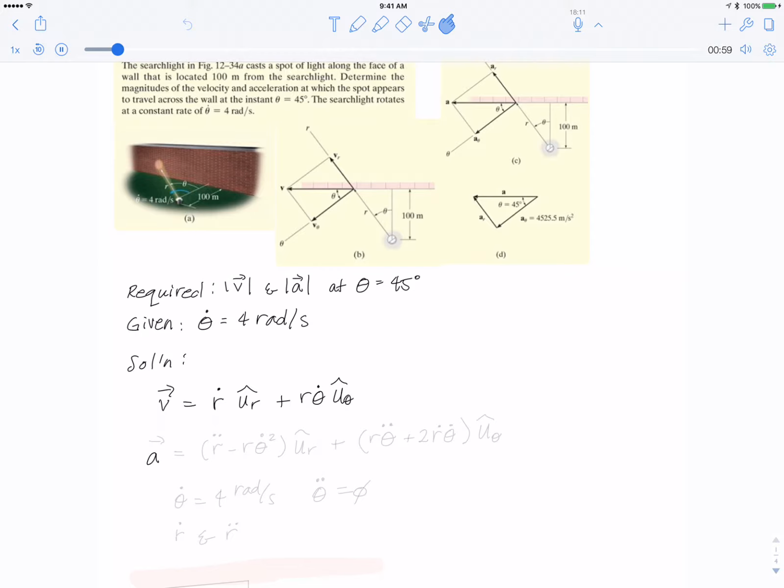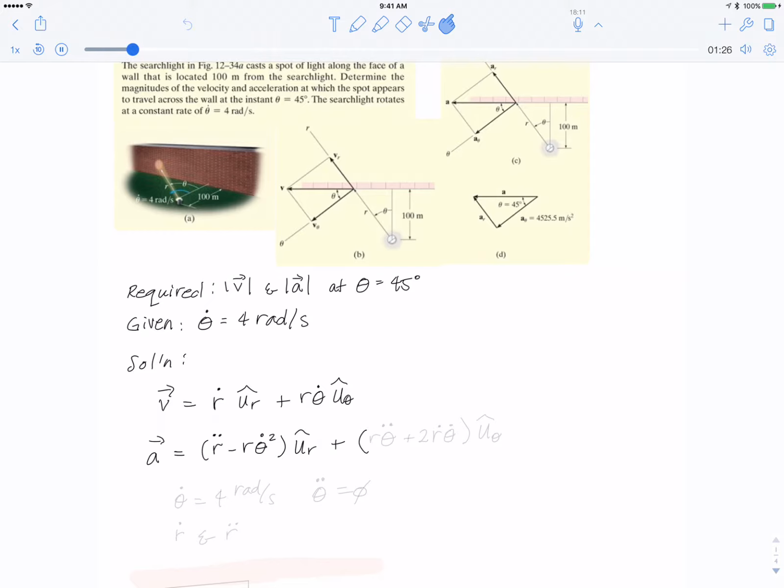The acceleration is a little more complicated. There's two terms in the radial and two terms in the transverse direction. So it's accelerating outward at r double dot. That's just the linear acceleration in the r. And it's accelerating inward at v squared over r, the centripetal acceleration, which is also r theta dot squared. That's in the radial direction.